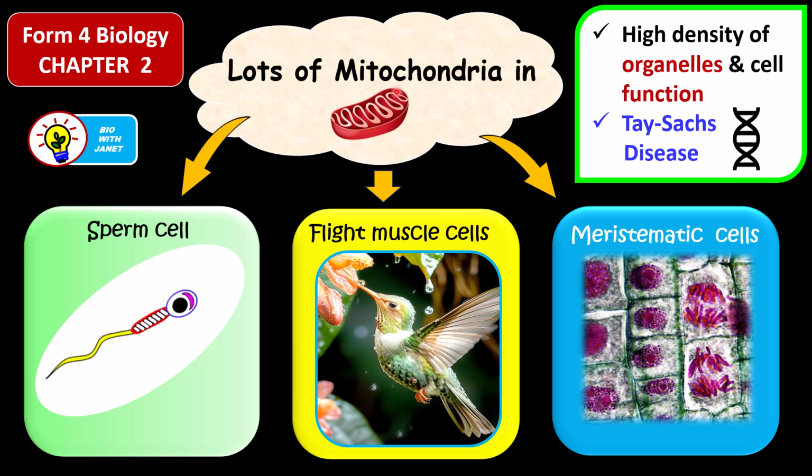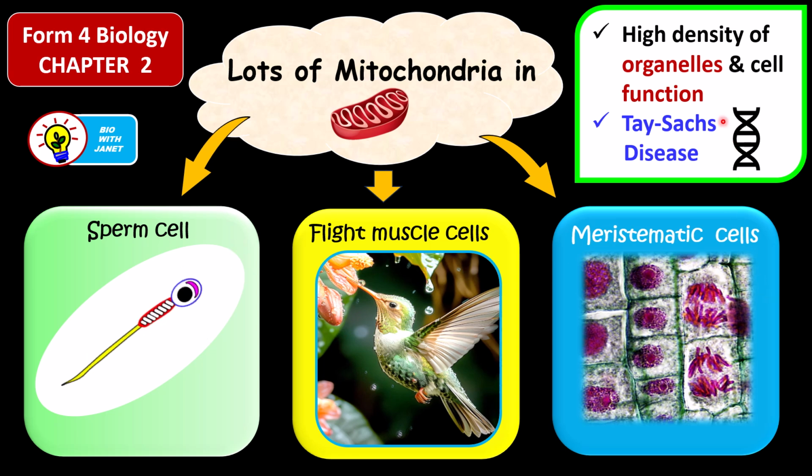For example, we find a lot of mitochondria in sperm cells, in the neck region of the sperm cells, in the flat muscle cells of birds, in the chest region here. There are also lots of mitochondria in meristematic cells, which are cells that are constantly dividing to produce new cells for growth in plants. So why do these three types of cells have so many mitochondria? Let's find out about that and be able to explain the function of the mitochondria in all these cells.